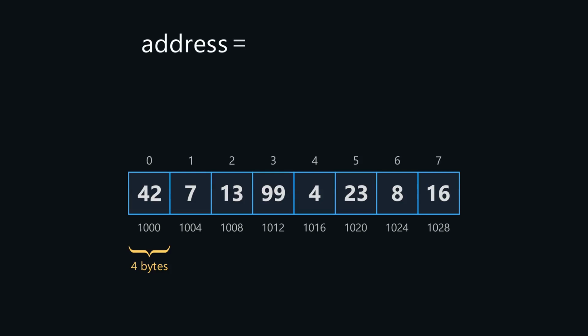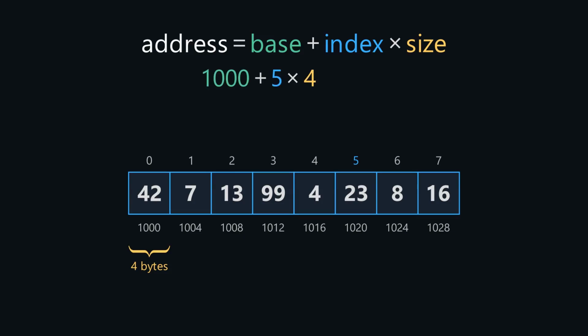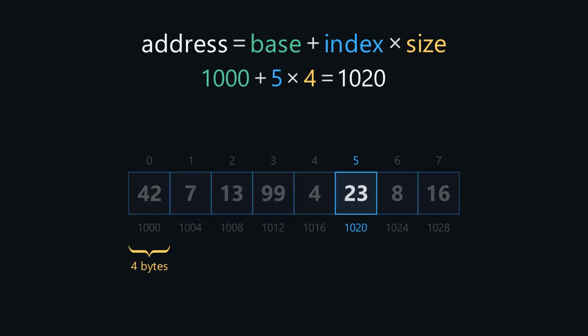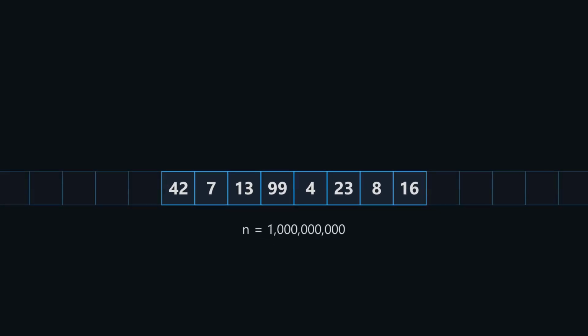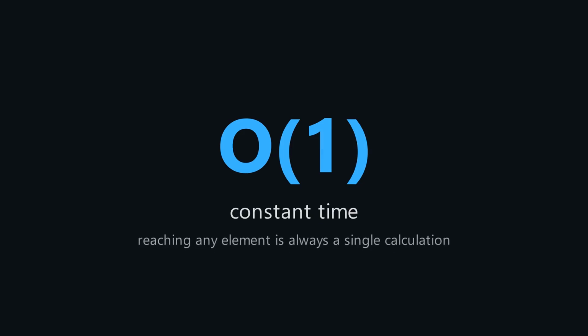But it never has to count. The address of index I is just the base address, plus I times the size of each element. Index 5: 1000, plus 5 times 4, address 1020. The computer goes straight there, one step. And this never changes, whether the array holds 8 values or 10 billion. Reaching any one of them is always a single calculation. That's constant time. Big O of 1.